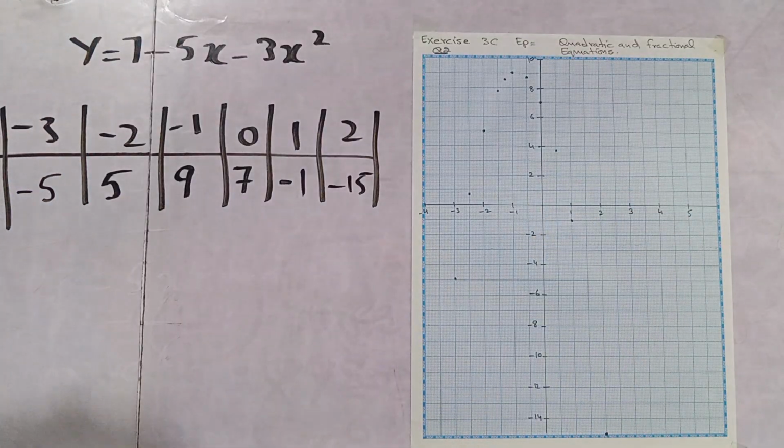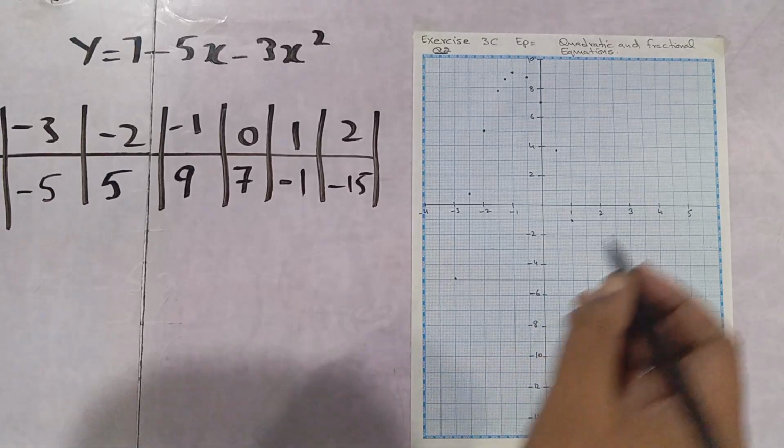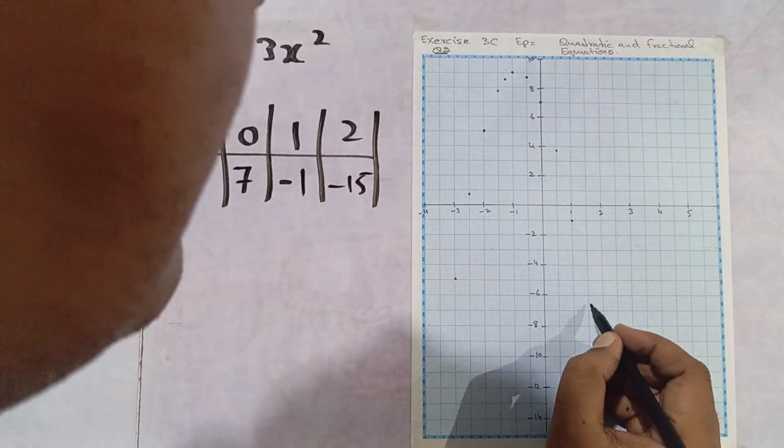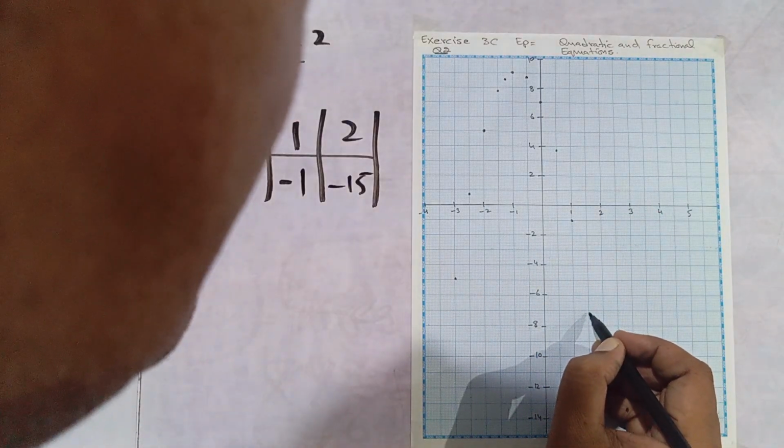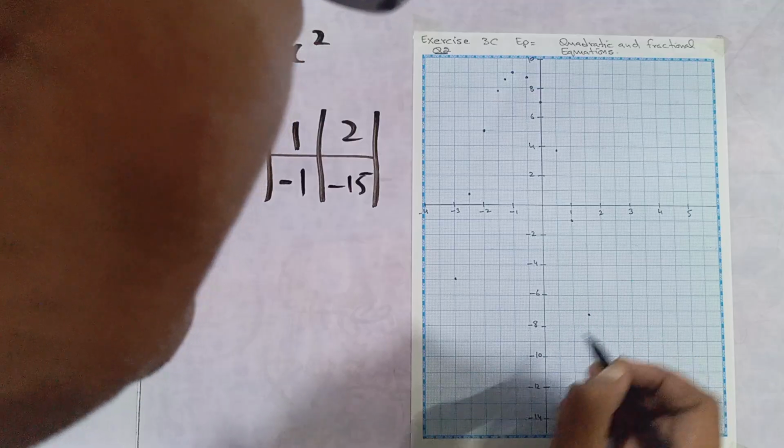Okay. Then I can take a point on 1.5. So 7 minus 5 multiply 1.5 minus 3 multiply 1.5 and square, and that is equals to minus 7.25. So this is here somewhere. This is minus 7.25. This is the point.